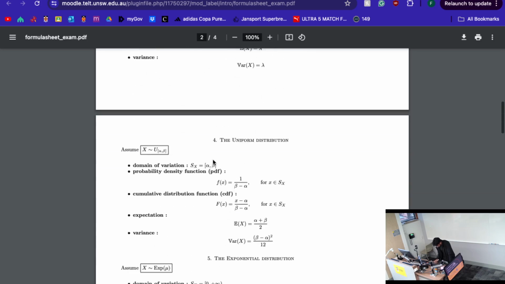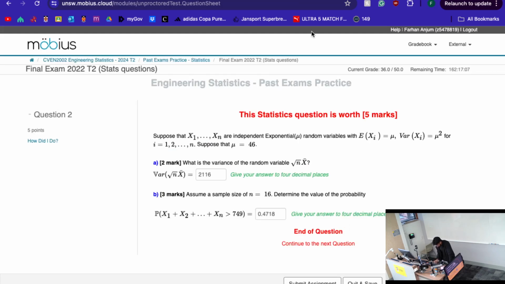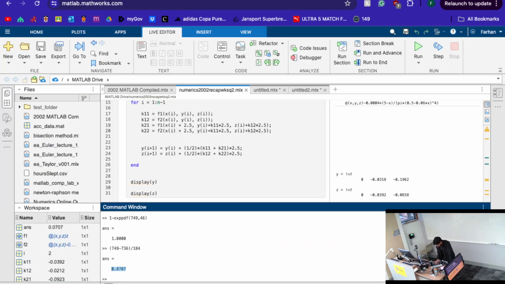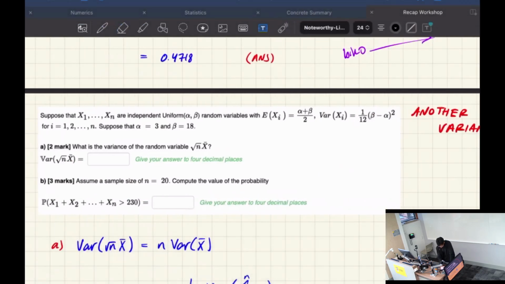Apparently not. Oh, it's right here, sorry. Okay, so it doesn't match. Variance, I don't have it here. Yeah, it's the same formula. Okay.